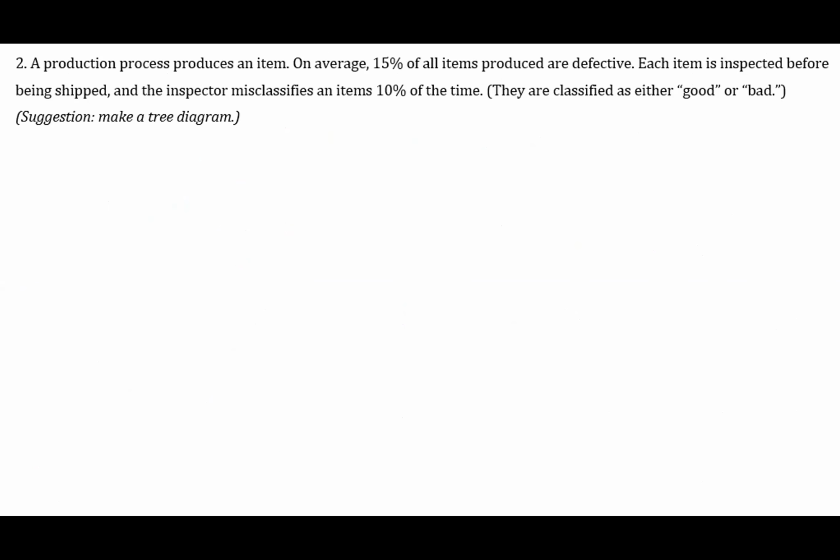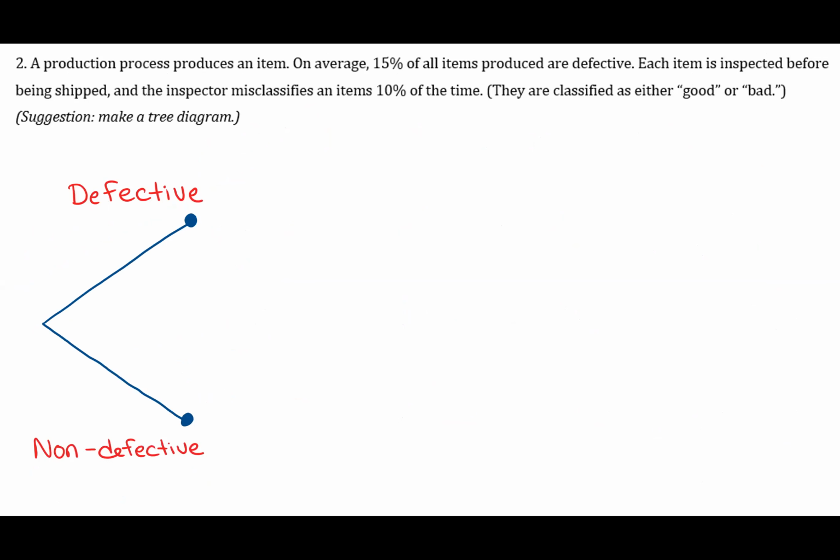Okay, so we're going to do another probability tree here. Here things are not just 50-50. So let's read the problem. It says a production process produces an item. On average, 15% of all items produced are defective. Each item is inspected before being shipped, and the inspector misclassifies an item 10% of the time. Okay, so that's interesting. So there's an inspector, and he's deciding whether it's good or bad. And I guess we're saying that 15% of all items produced are defective.